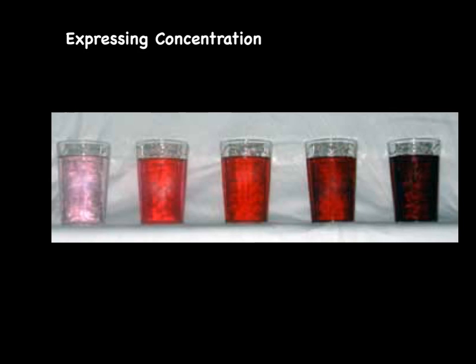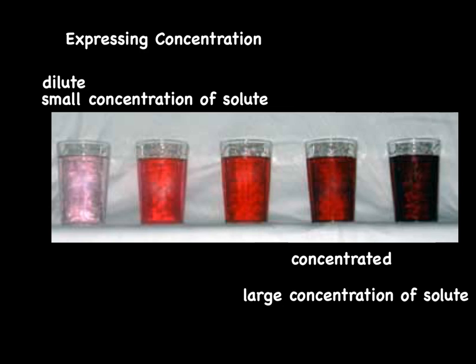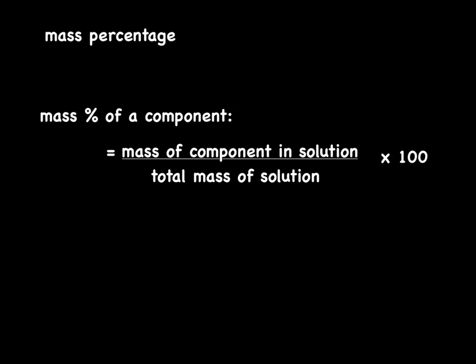We can refer to solutions qualitatively as dilute, having a small concentration of solute, or concentrated, with a large concentration of solute. We also express concentration quantitatively a few different ways. The first is mass percentage. The mass percentage of a component is the mass of the component in the solution divided by the total mass of the solution times 100%. Just like any other percentage, it's the part of a whole.